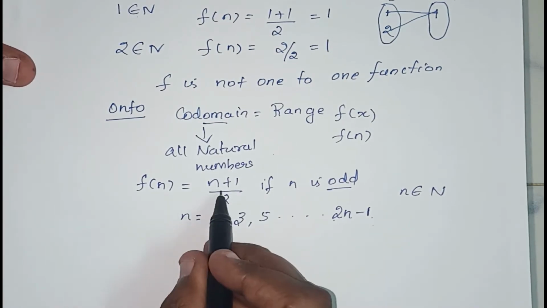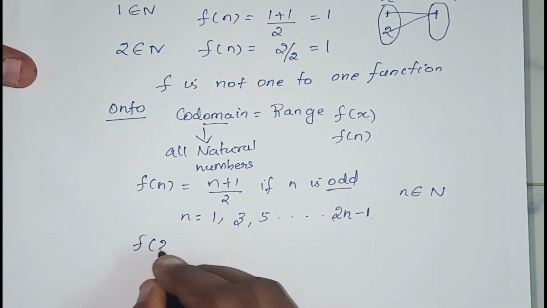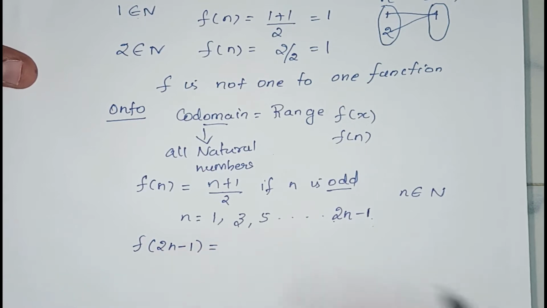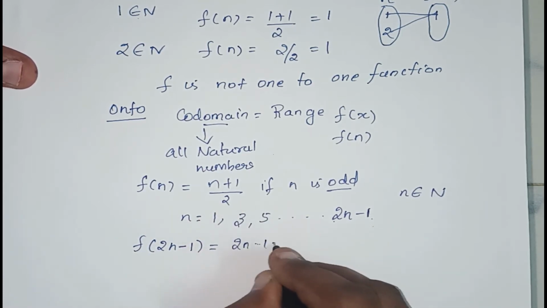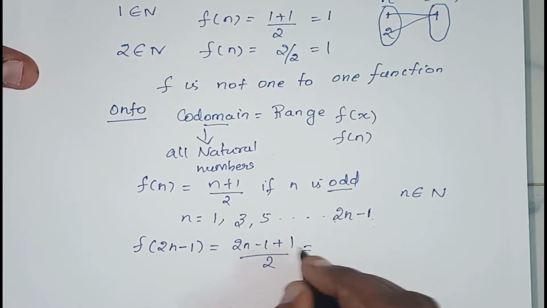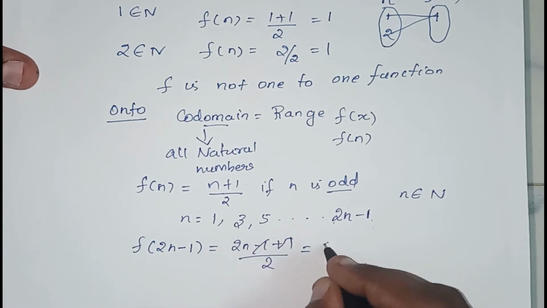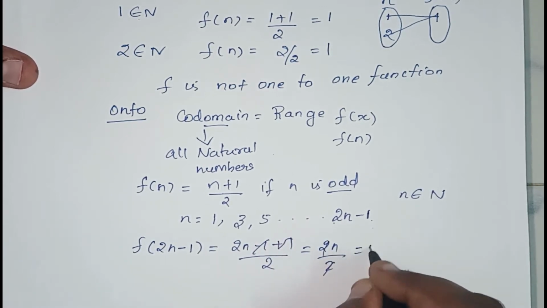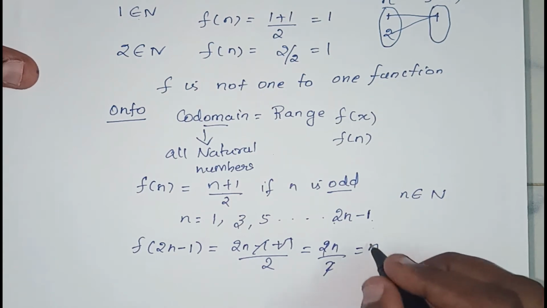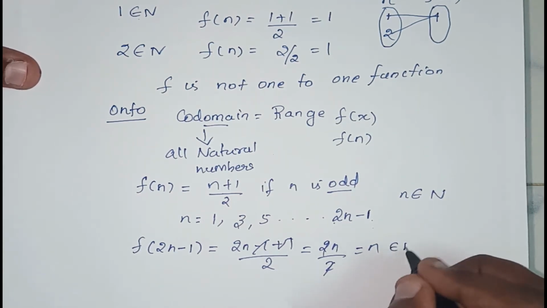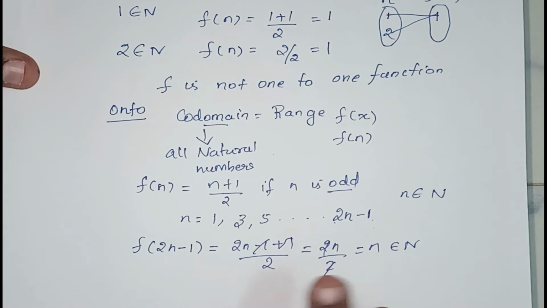So f(n) = (n + 1)/2. So f(2n − 1) = (2n − 1 + 1)/2. The 2n divided by 2 cancels, so it equals n, right? All these n's are natural numbers only. So this is for n odd.